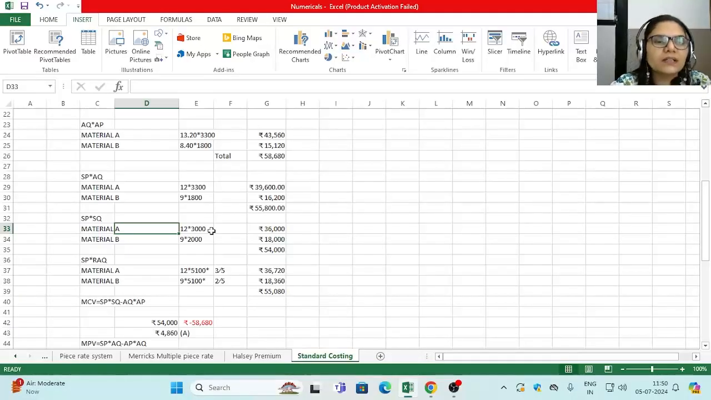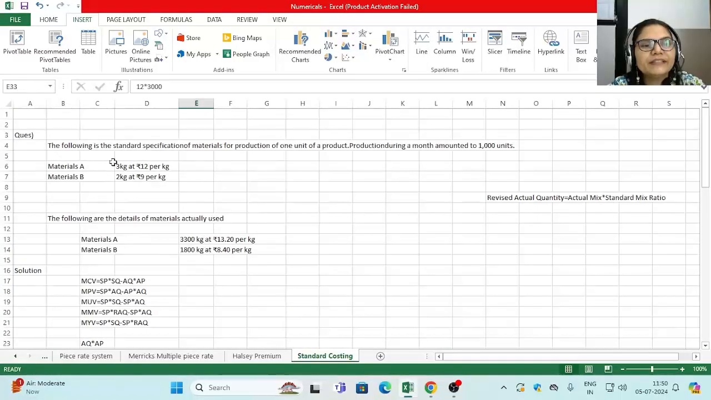Now, one thing must be noticed: why have we taken standard quantity as 3000 instead of 3? Because 3 kg is utilized when 1 unit of production is produced. Now we have actually produced 1000 units. So whenever you are calculating quantity, standard quantity is always calculated on the basis of actual quantity produced. So 3 kg is for 1 unit, for 1000 units it will be 3000 kg. Similarly, 2 kg is for 1 unit, so for 1000 units produced, the standard quantity will be 2000 kg.